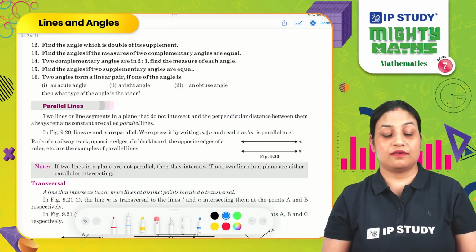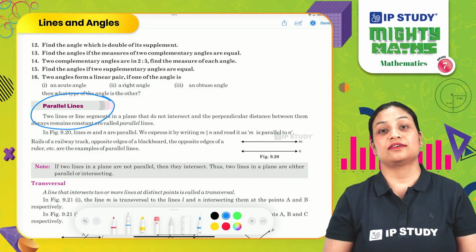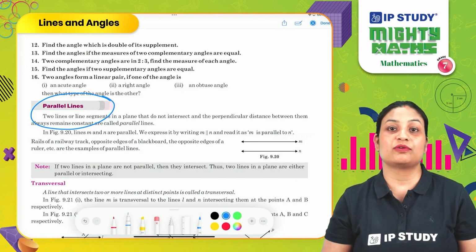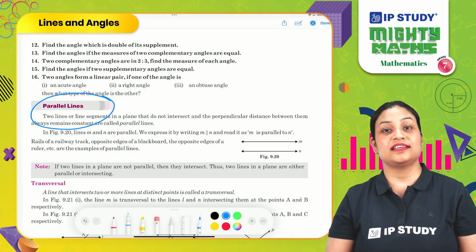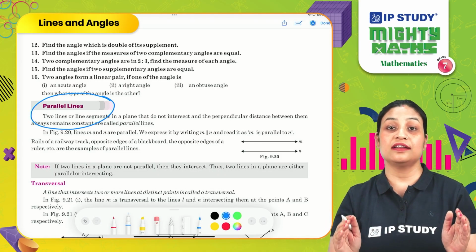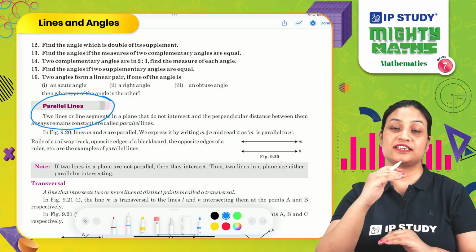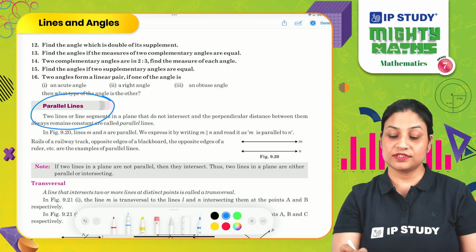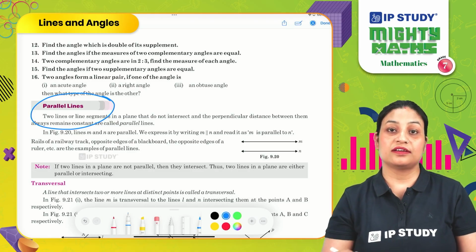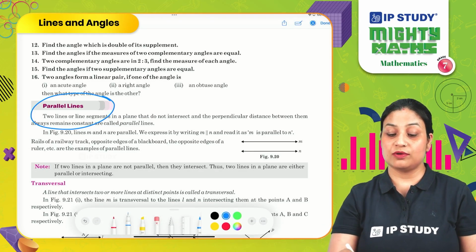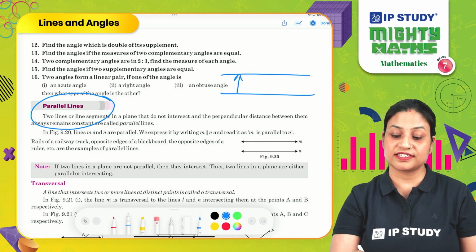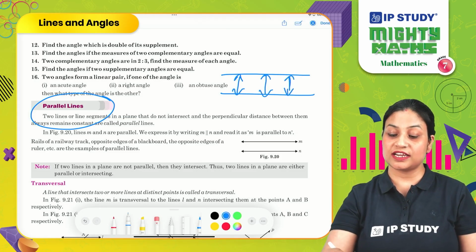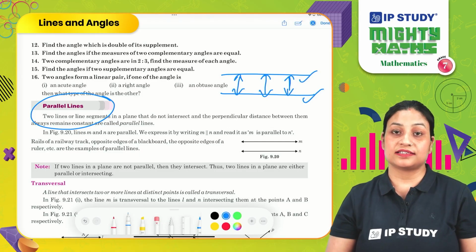So here we have parallel lines, right? We have already discussed this topic in the previous grade as well. So what are parallel lines? Parallel lines are the lines that never meet each other, and the distance between the two lines always remains constant, right? Suppose, have you seen a railway track? What do railway tracks look like? They look like parallel lines only. They never meet, right? And the perpendicular distance between the two lines always remains constant. So these types of lines are called parallel lines, right?